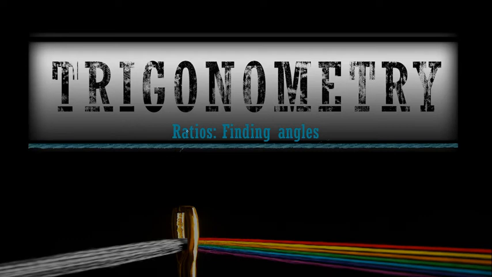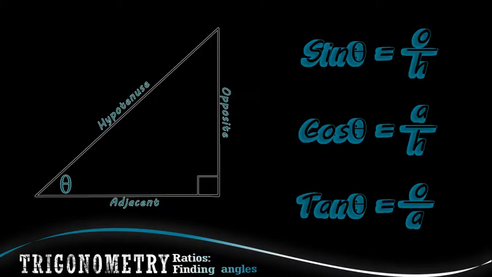In this video, we'll be looking at how to find angles using trig ratios. So just a quick reminder, if I have a triangle with theta over here, this is the opposite side, the hypotenuse side and the adjacent side between the angle and the 90-degree angle. Then sine theta is opposite over hypotenuse, cos theta is adjacent over hypotenuse, and tan theta is opposite over adjacent.